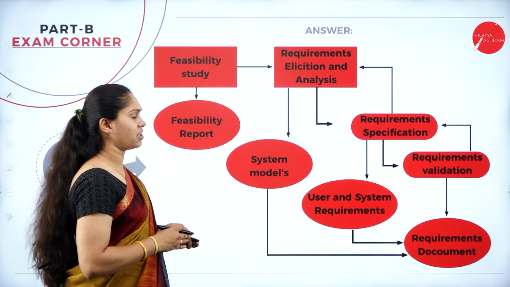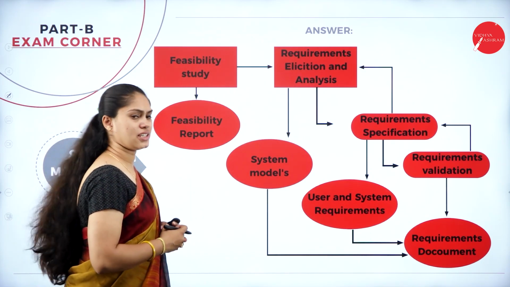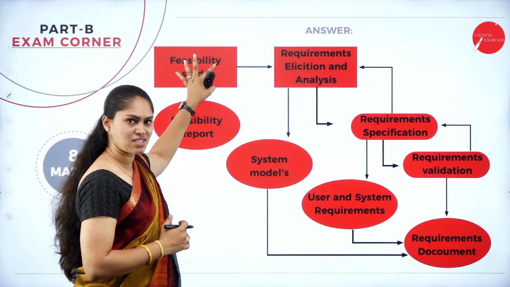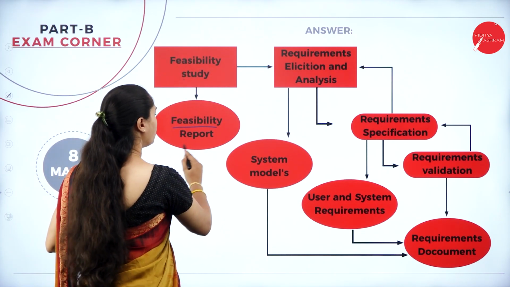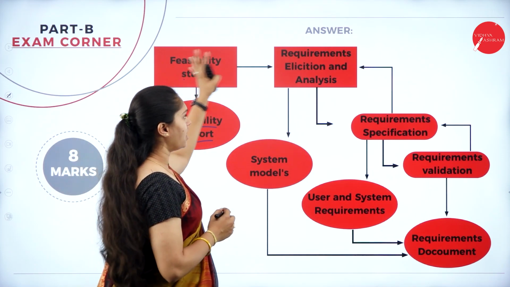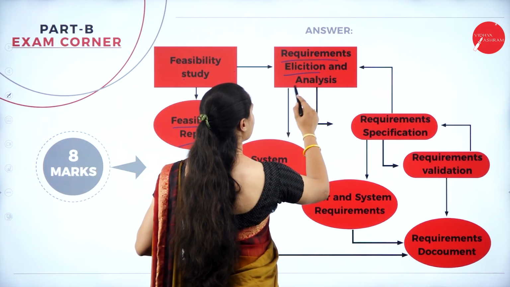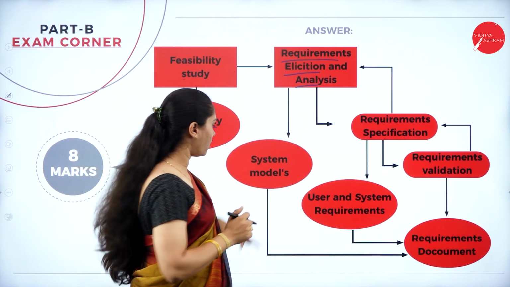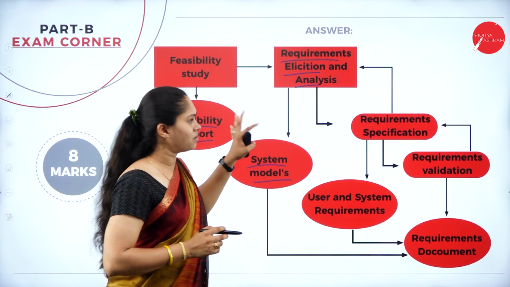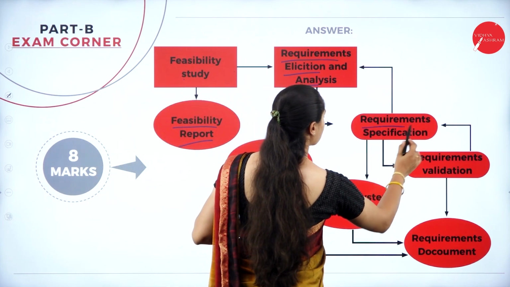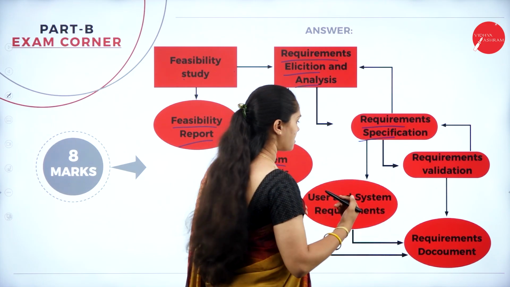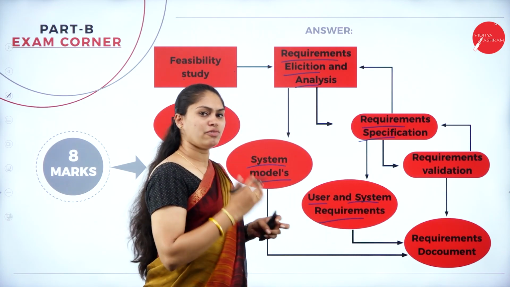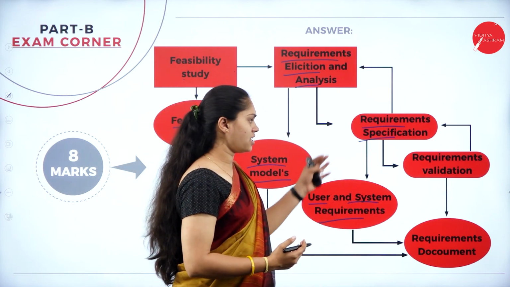Fine. Next, here I have given a diagrammatic representation of requirement engineering. First we have a feasibility study. Once the feasibility study is over, we get a feasibility report. After that, in the next process, we have requirement elicitation and analysis. Once that is over, we get the system models. After that, the requirement specification is given by the customer, and that can be user and system requirements. It can be functional and non-functional and user interface requirements.